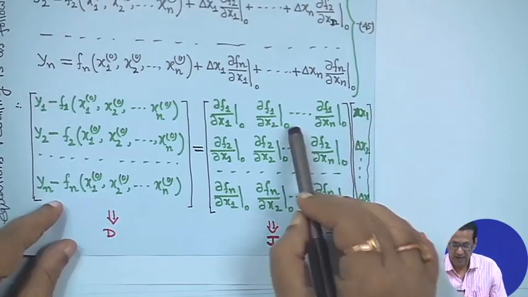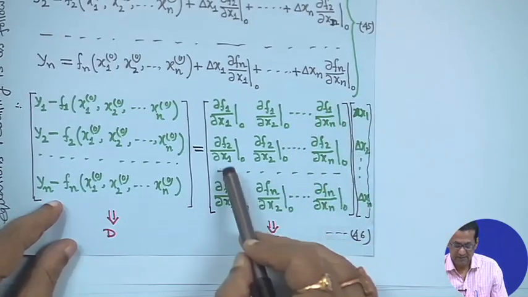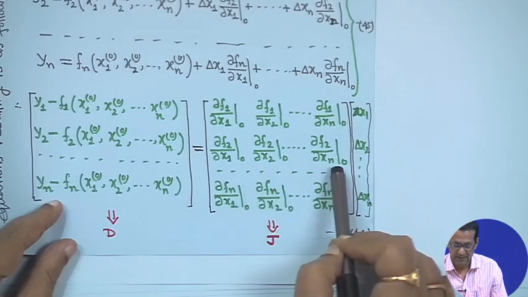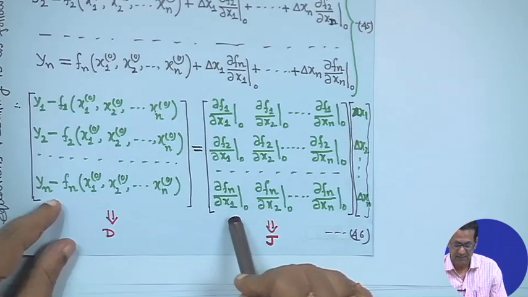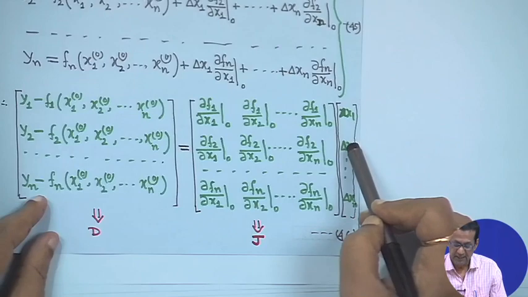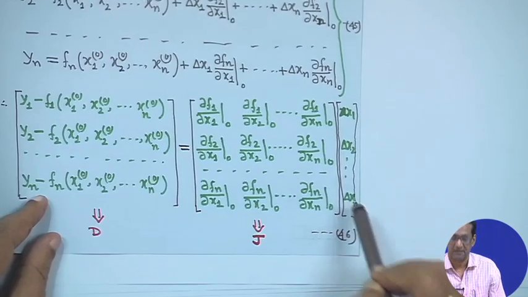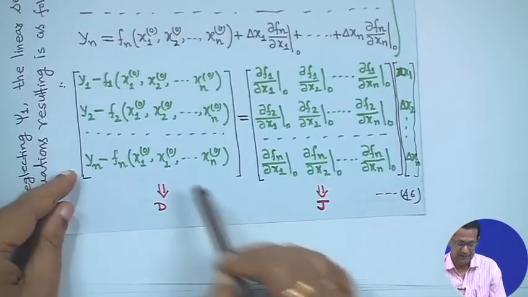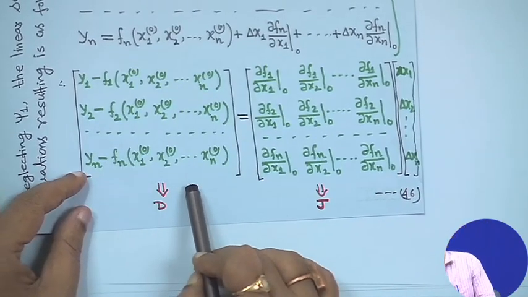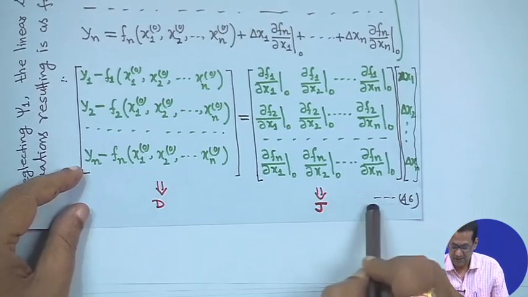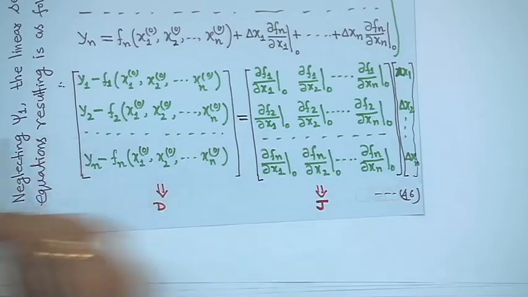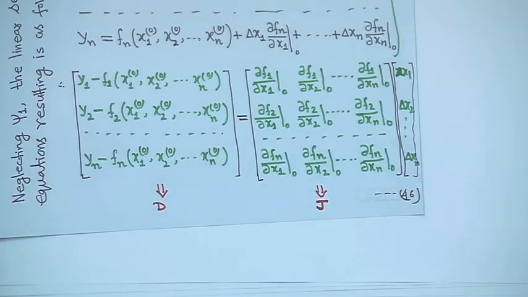So, up to del f 1 upon del x n, and similarly del f 2 upon del x 1, del f 2 upon del x 2, del f 2 upon del x n. Here it is del f n upon del x 1, del f n upon del x 2, del f n upon del x n. This is delta x 1, delta x 2 up to delta x n. This is equation 46. This left-hand side mismatch let us define as D, and this matrix you define as J. J is called the Jacobian for the functions f i.